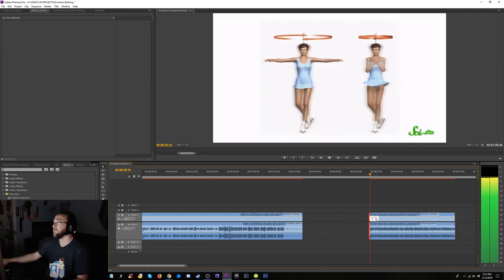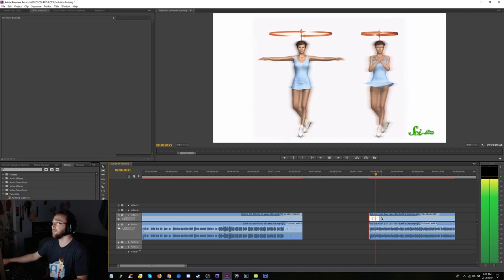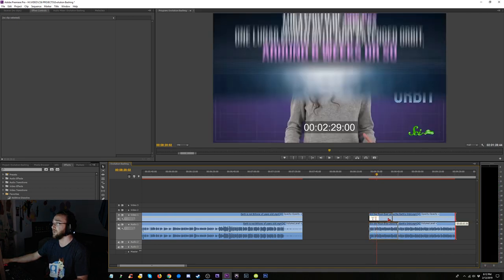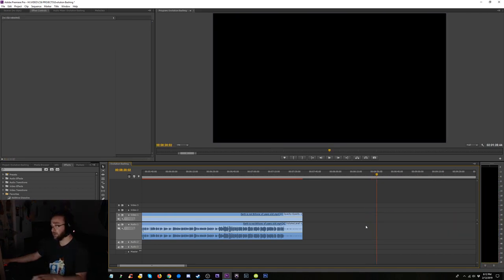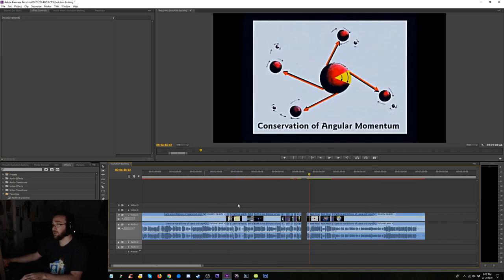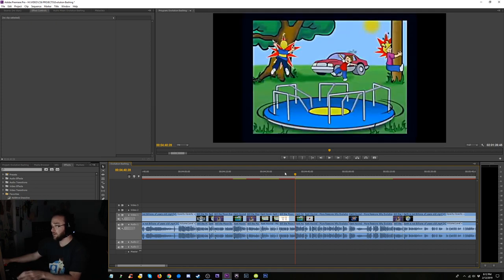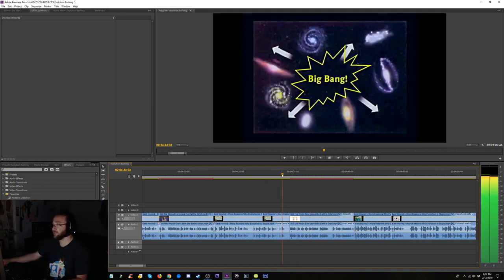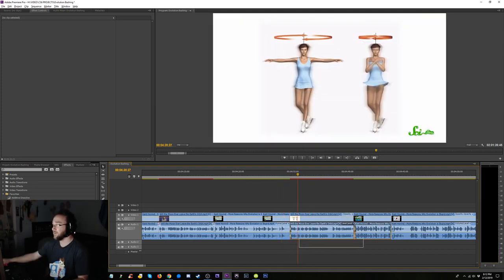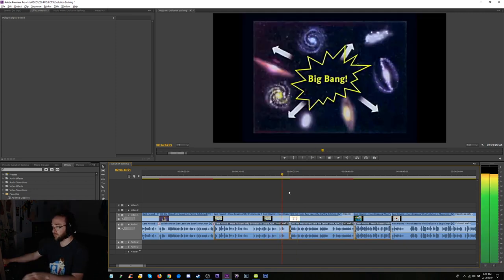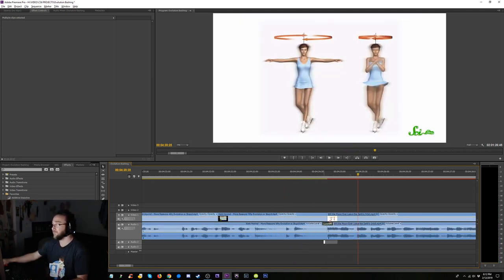You know how a spinning figure skater slows down when they extend their arms? That's conservation of angular momentum. That's all we need. Cut that. Come back in. Paste it. Close those gaps.